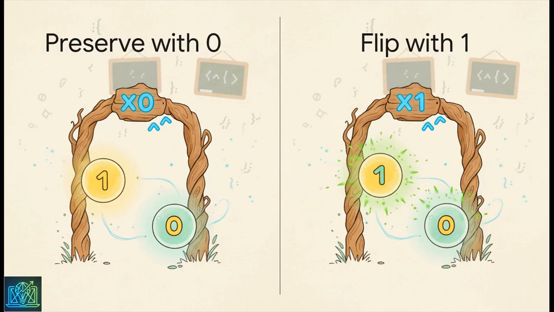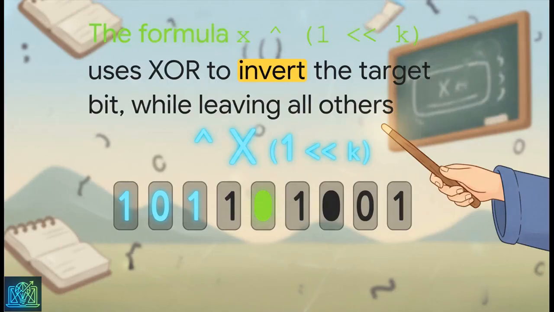A 1 becomes a 0, and a 0 becomes a 1. It's a perfect targeted light switch for any single bit you want. And here's how you actually write the spell in languages like C++ or Java.